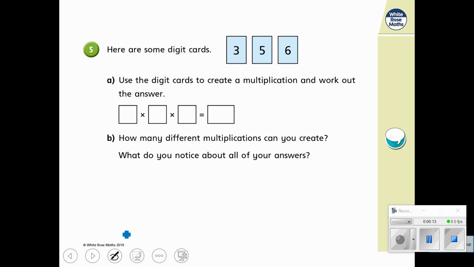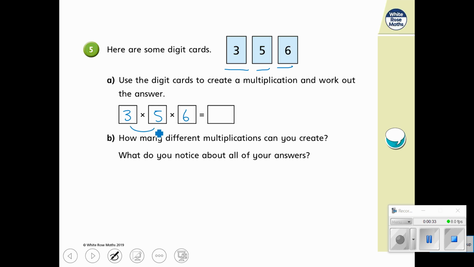So the question says, here are some digit cards. There's 3 of them. We have a 3, a 5, and a 6. And we're going to use those cards to create a multiplication and work out the answer. I'm going to start by putting 1 digit in each of these boxes. So I've got 3 times 5 times 6, and I've got to work out the answer.